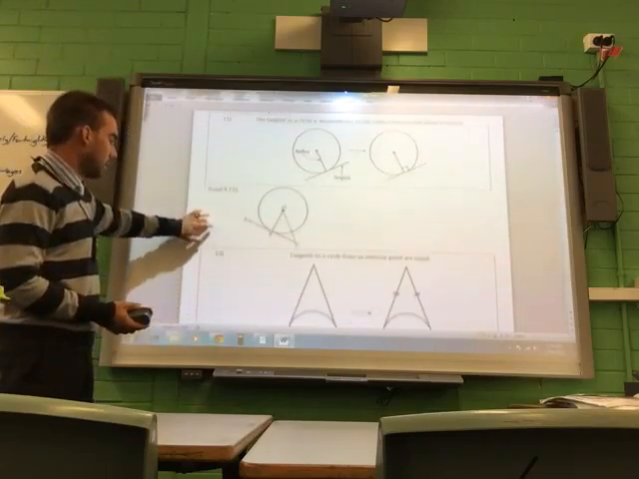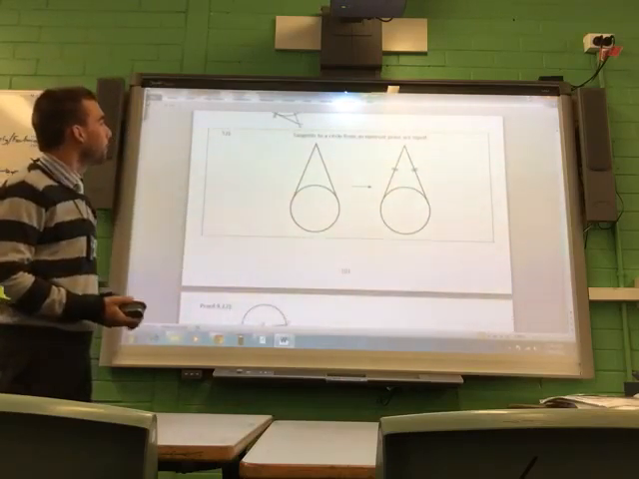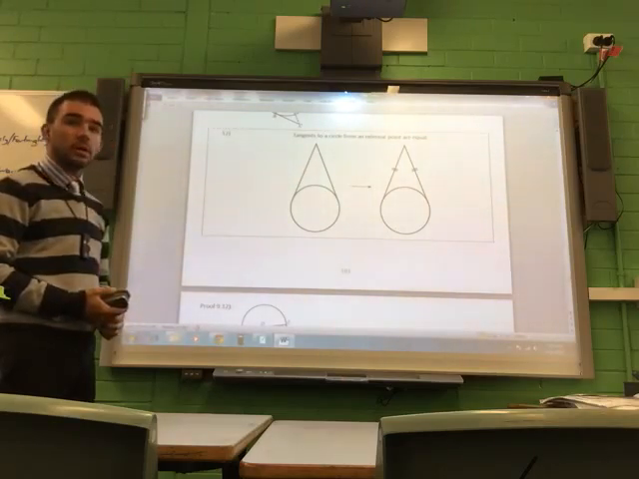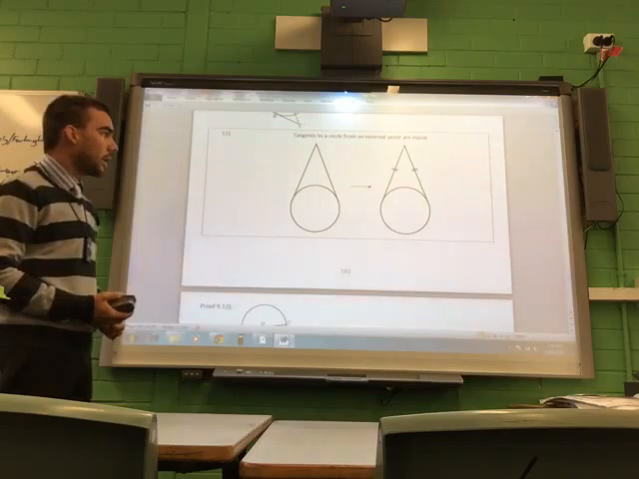Number 12: we have an external point and we draw tangents to either side of the circle. Those two tangents are equal in length.